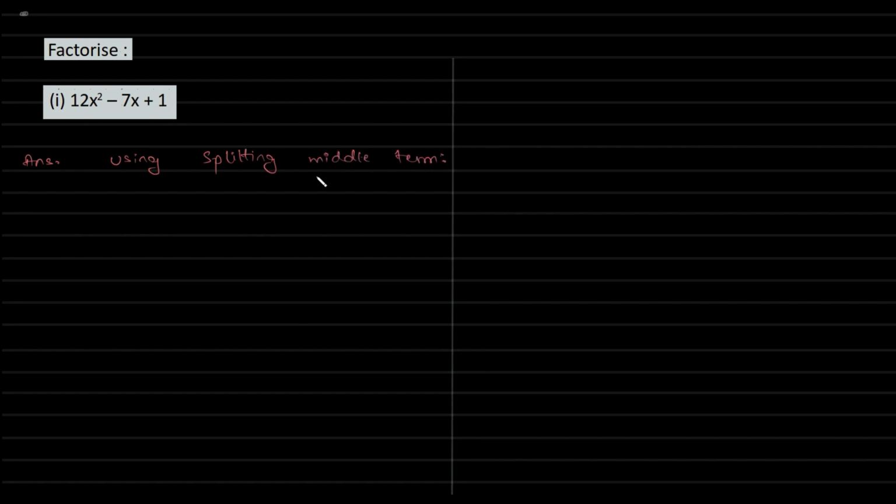Okay, so splitting the middle term. Now, what is the expression? P of x is equal to 12x square minus 7x plus 1. Now, what is this splitting the middle term? This is an expression written in standard form. The very first thing that you have to do is write it in standard form. So once you have done that, the second thing is look for the middle term. So this is your middle term.